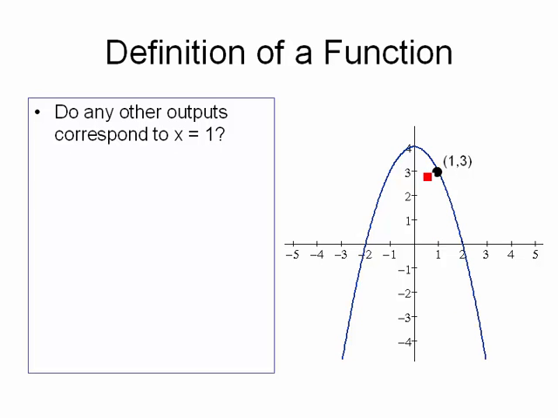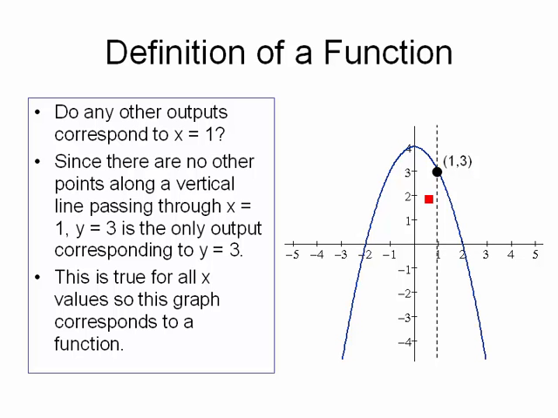Now, do you see any other outputs that correspond to x equals 1? So if I look up and down here, I only see one place where I'm touching the graph. So that means along that vertical line passing through x equals 1, y equals 3, the only output is right here. This is true for all values of x. So if I went over here to -1, I'd see that also corresponds to 3. Well, that's no problem. As long as -1 corresponds only to 3 and nothing else, then this is going to be a function.